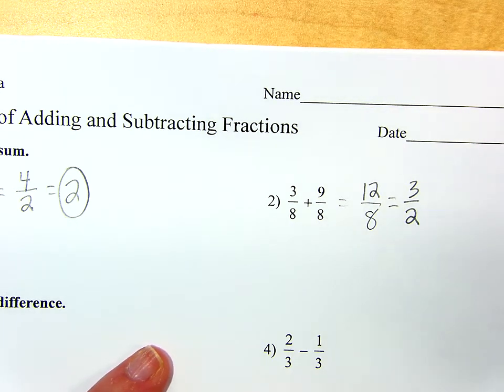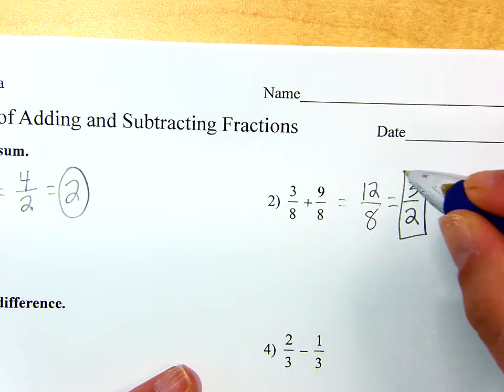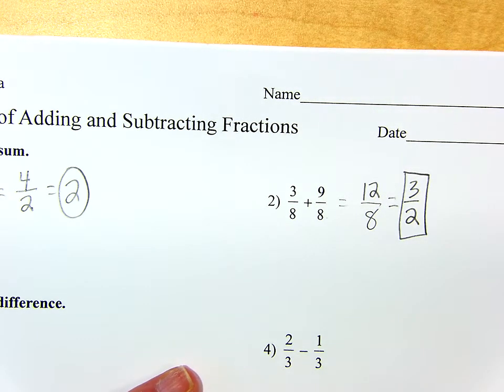Is this an okay answer? 3 over 2. Yes. I don't care if you leave them as improper fractions. So if you want to change it to 1 1/2, you can, but you don't have to. As long as it's fully reduced, it's fine.